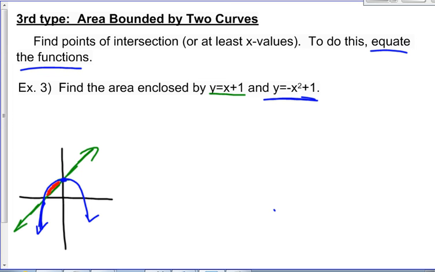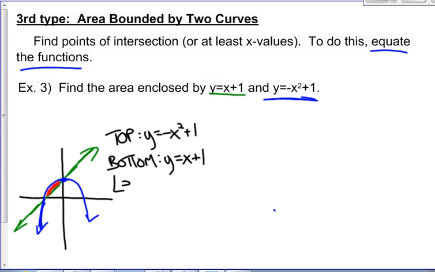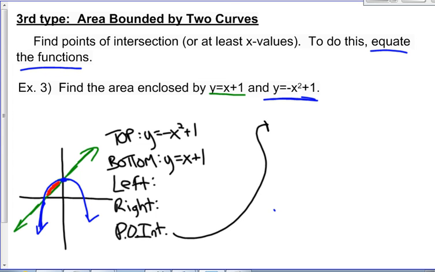So that lets us know a few things. It lets us know that the top curve, apparently, is y equals negative x squared plus 1. That the bottom curve, and I'm calling them all curves, it's a line, is y equals x plus 1. The left and right, those are our points of intersection. And to find them, it's really quite straightforward. We just equate the two functions.